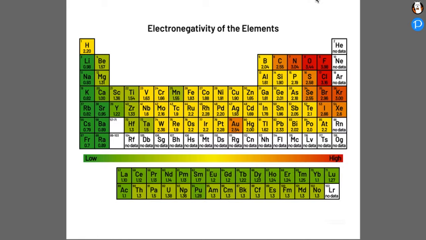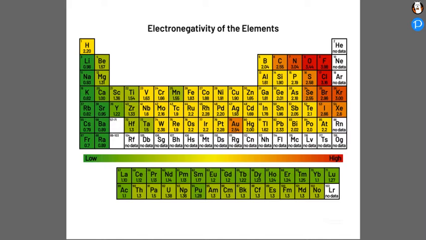So if we look at this periodic table here, it is showing just the electronegativities. In red, the oranges and reds I should say, those elements have a very high electronegativity, meaning that those elements are very good at taking electrons. So they have a very strong attraction for those electrons. But things that are in this greenish color have a low electronegativity, and they don't have a very strong attraction to taking electrons from other elements.